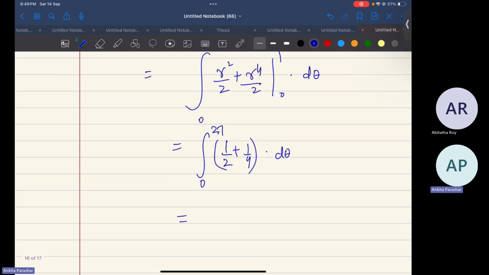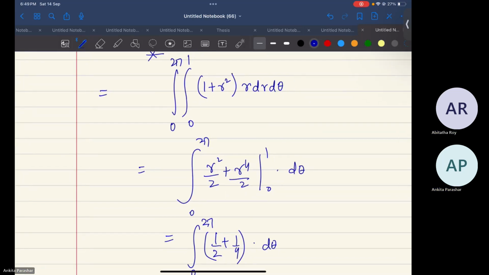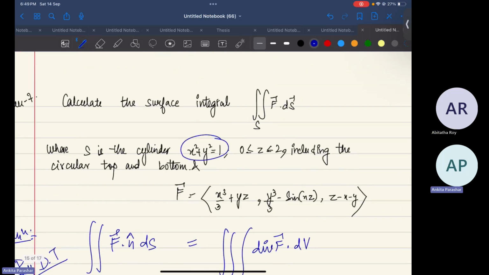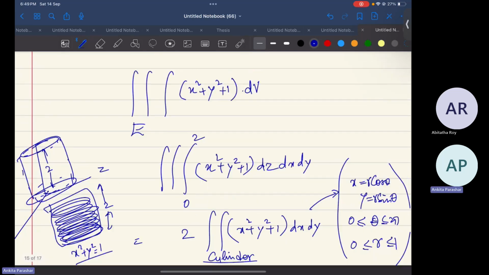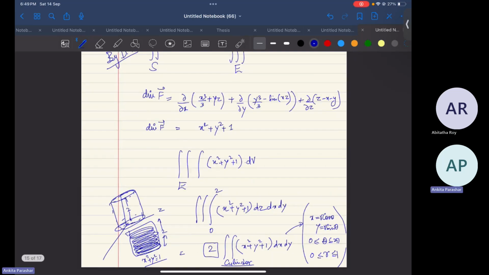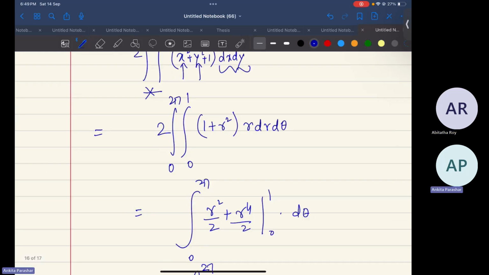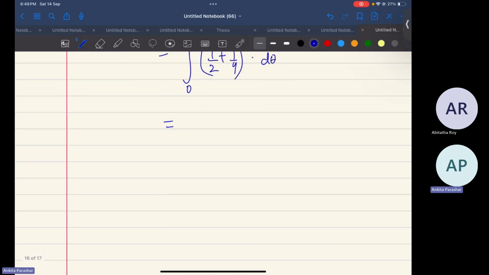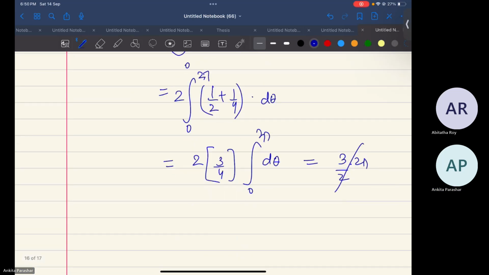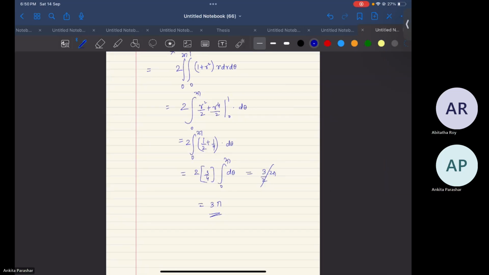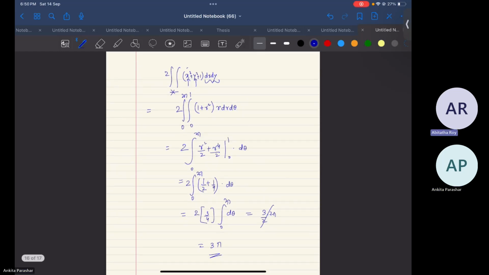What would this be? This will be, I guess, 3 by 4. Did I make a mistake? Oh, that is the radius, from 0 to 1. Okay, we missed this 2, right? There is a 2 outside. Yeah, now it's okay. 2 times the inner part 3 by 4, then 0 to 2 pi d theta, and this will be 3 by 2 times 2 pi, which is 3 pi. This is okay, right? Yeah.